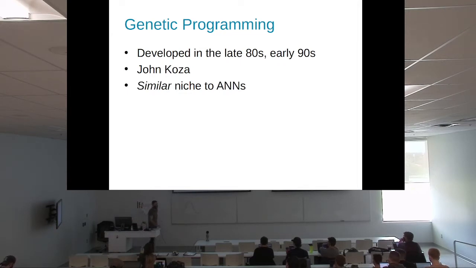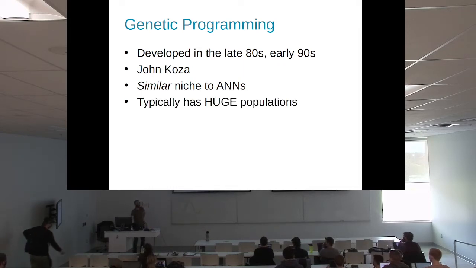And this also isn't quite right. It's in a similar niche to artificial neural networks, but that's not really right. Really, evolutionary computation in general falls under computational intelligence, which is in the same family as neural networks, but whatever.